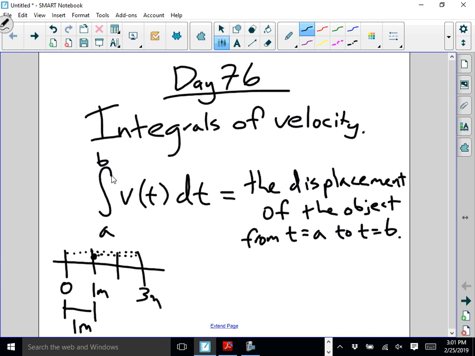However, your total distance traveled in this scenario would be 5, because we traveled 3 to the right and 2 to the left. Your total distance traveled would be 5 meters, whereas your total displacement is only 1 meter. Okay? And again, that's your displacement. You ended up 1 meter to the right. Let's think of another scenario.